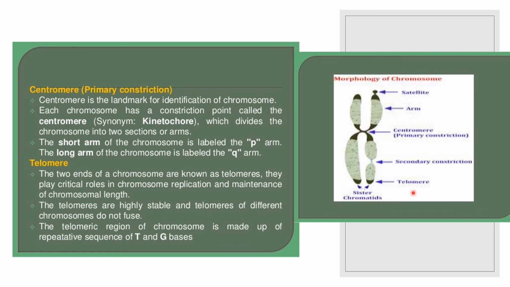These telomeres are highly stable. And because of these telomeres, the chromosomes do not fuse with each other, but they are in contact with the nuclear envelope. This telomeric region is made up of a repetitive sequence of thymine and guanine bases. These are T and G, which you can see over here. This is thymine and guanine, nucleotide bases of DNA.